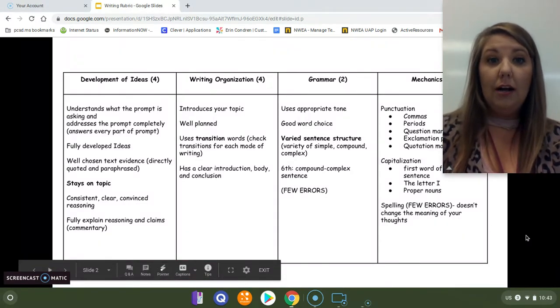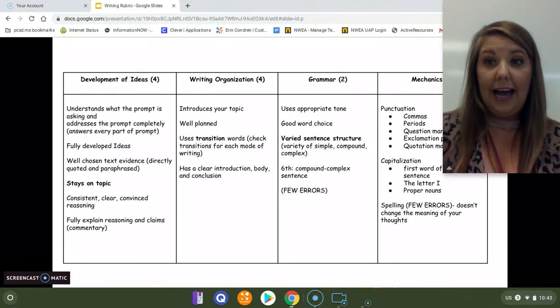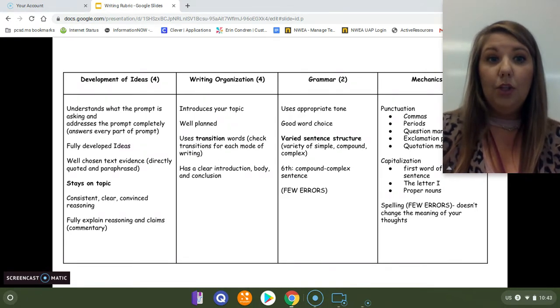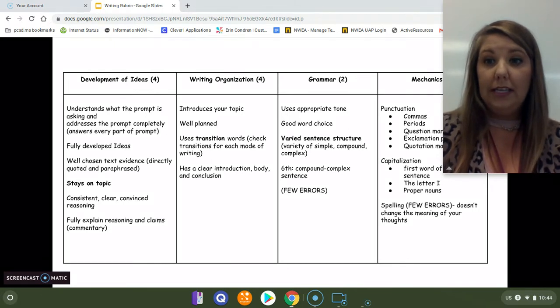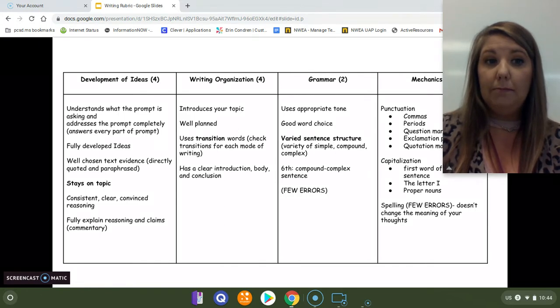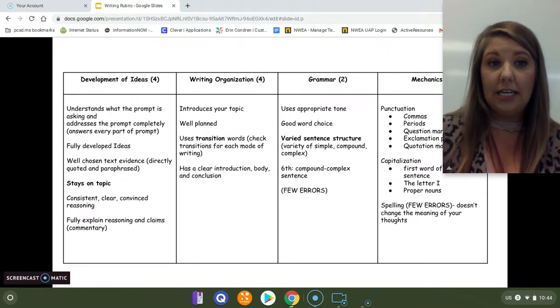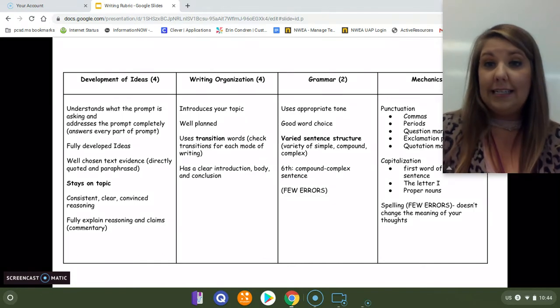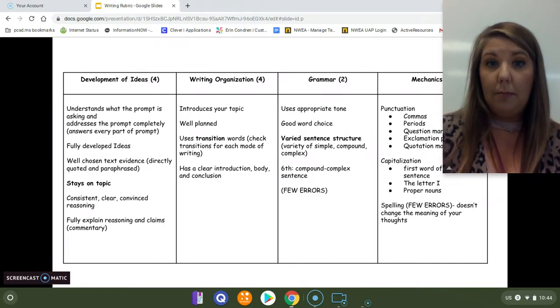Here is a picture of the rubric that you should have in your notebook. If you will look at the first grid, you will see development of ideas, and it is worth 4 points. That's where you really get your bang for your buck, in development of ideas and writing organization. Those are 2 that we really want to focus on. In development of ideas, you want to show that you understand what the prompt is asking and that you can answer the prompt in its entirety. Your ideas need to be fully developed and you must stay on topic.